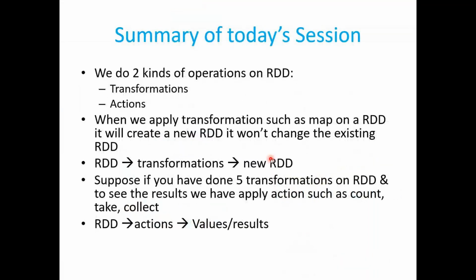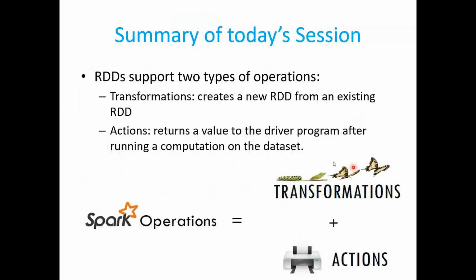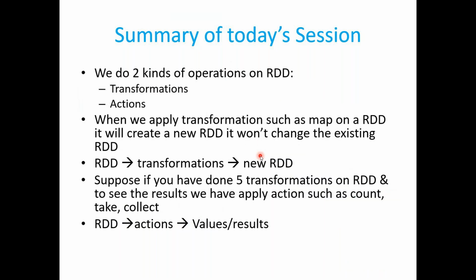Okay, so guys, just to summarize, there are two kinds of operations that we can do in Spark: transformations and actions. Transformations will always return an RDD, while actions will return a single number or list of numbers, values or results, right? Suppose you had done 5 transformations on an RDD, and to see the results, we have to apply an action such as count, take, or collect. When we apply transformations on a given RDD, it will create a new RDD. It won't change the existing RDD.